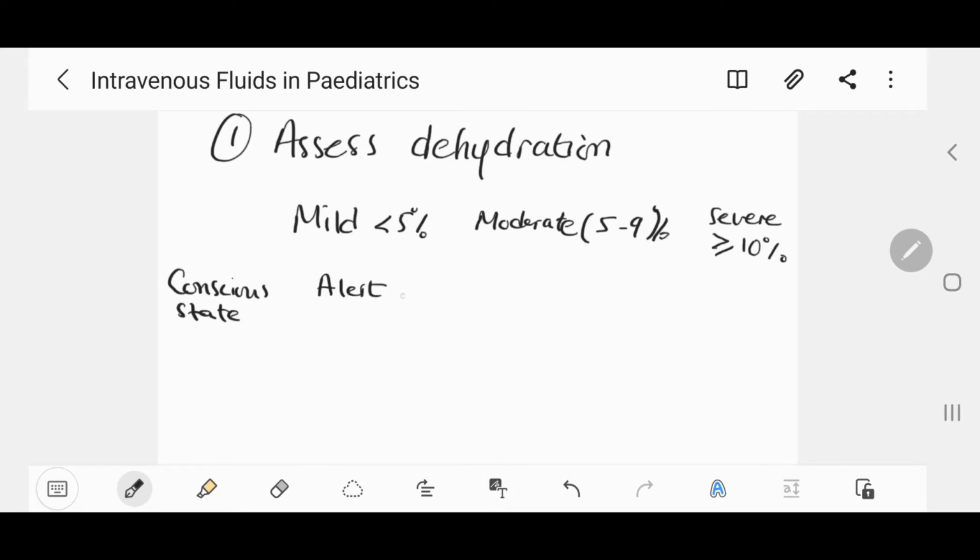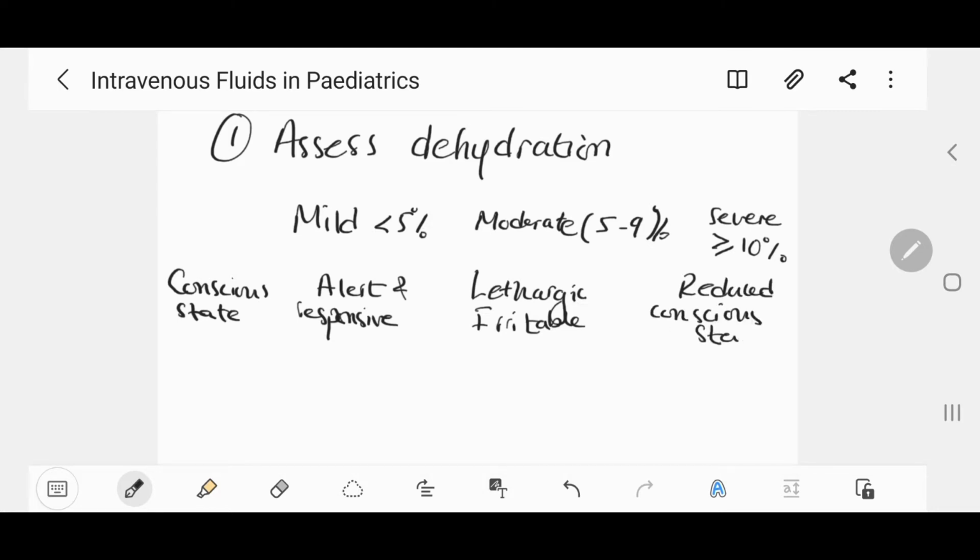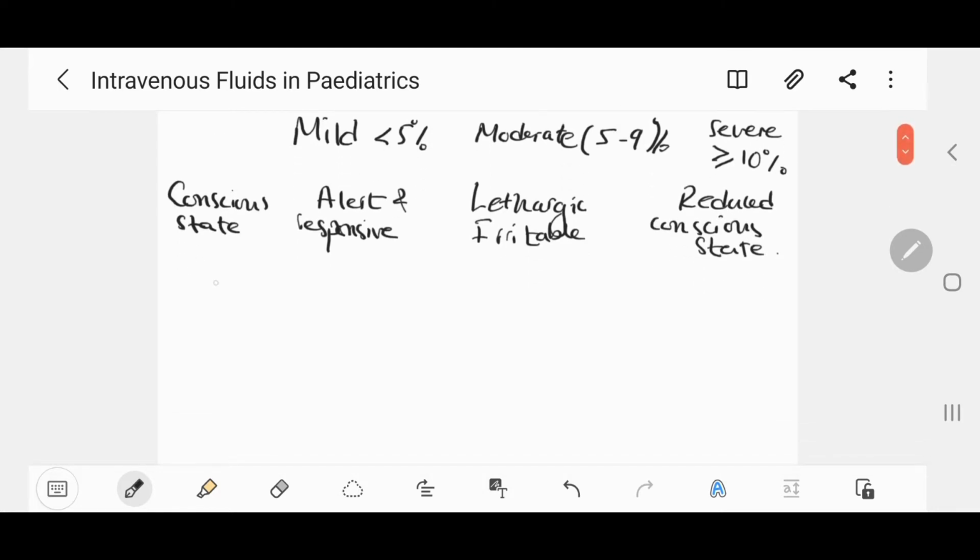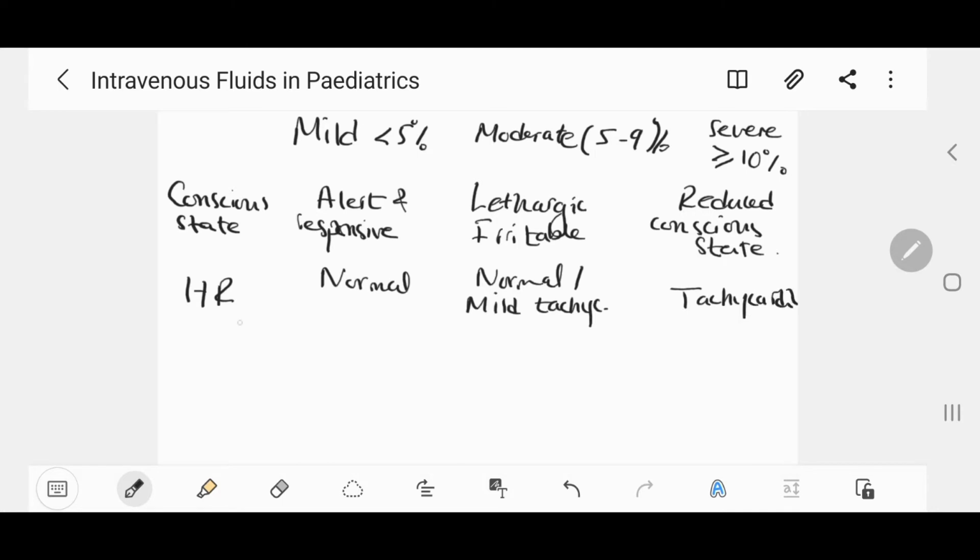So how do we differentiate? So we'll start by conscious state. In mild, the child would be alert and responsive, in moderate lethargic and irritable, while in severe he'd have reduced conscious state. As for heart rate, it's normal in mild. In moderate, they could have mild tachycardia, while in severe, we'd find tachycardia.